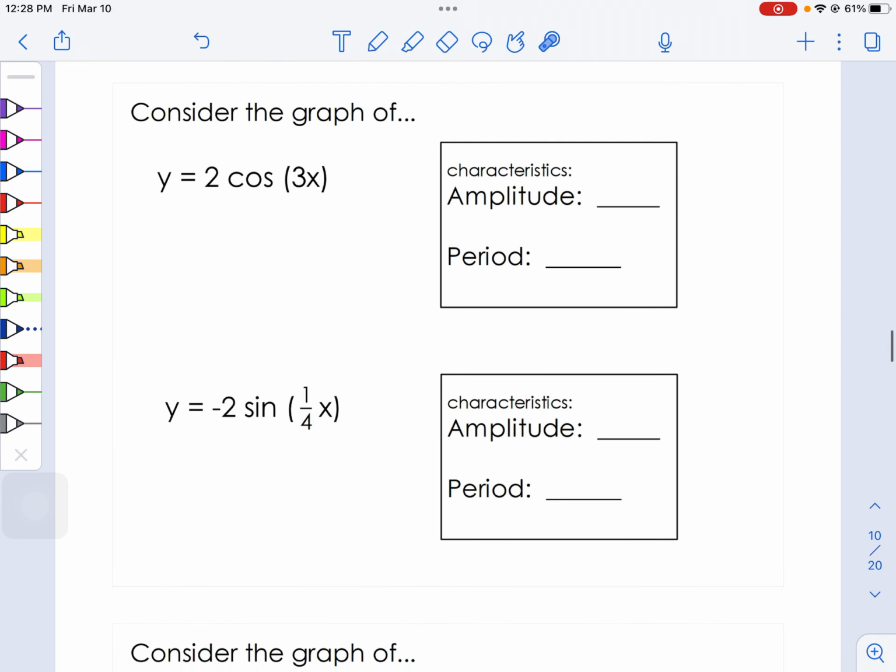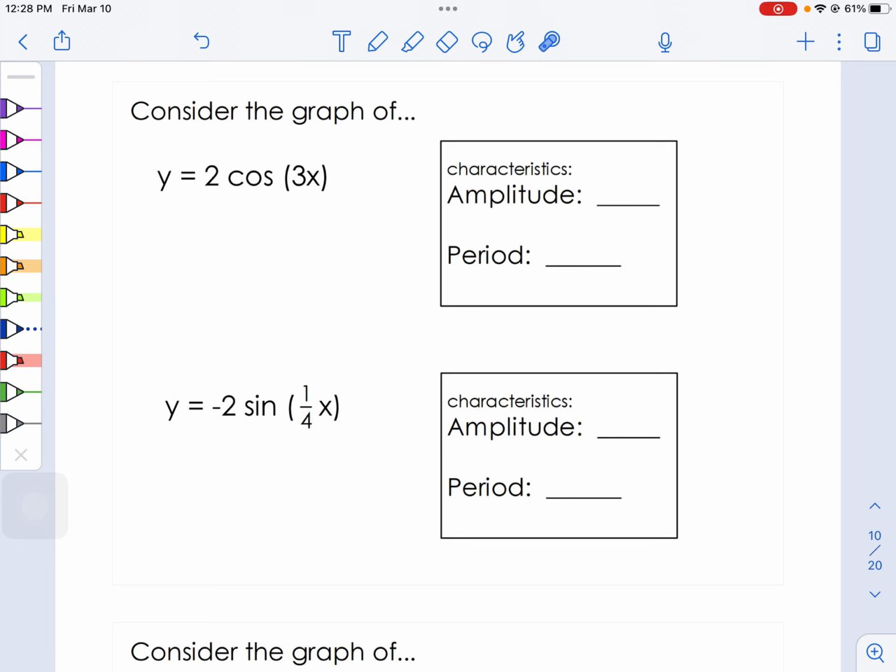Okay, so first let's just look at some general examples. So if we have y equals 2 cosine of 3x, our amplitude would be 2. We would have a vertical stretch, which is why that pulls up the wave. So it's a vertical stretch, it makes it taller. And then our period we would find by taking 2 pi divided by our b value, and our b value is 3. So our period would be 2 pi over 3.